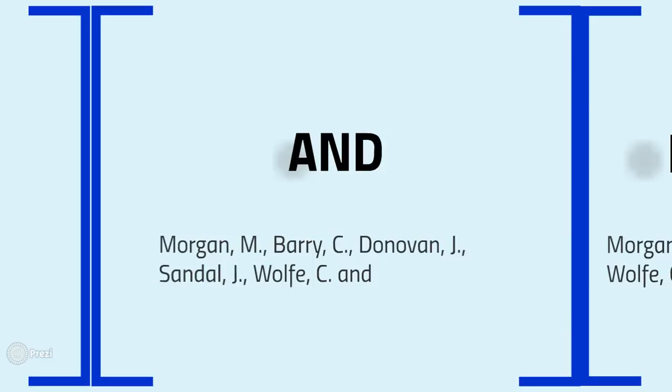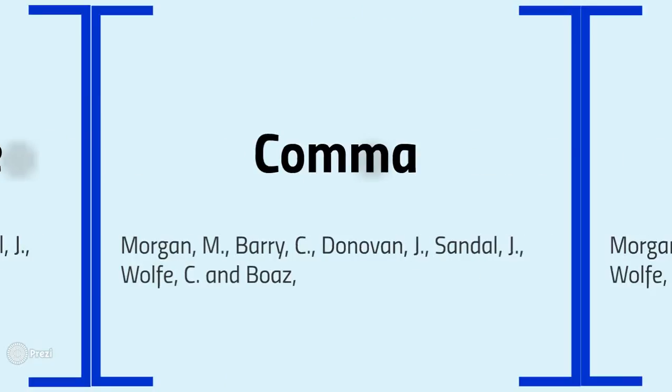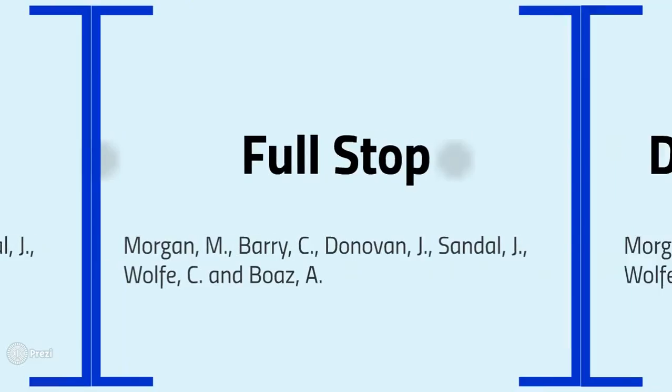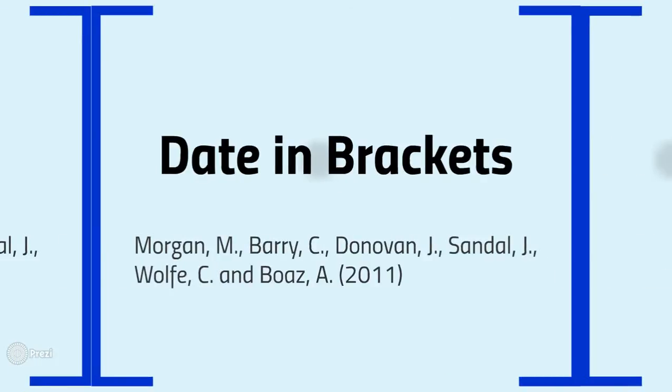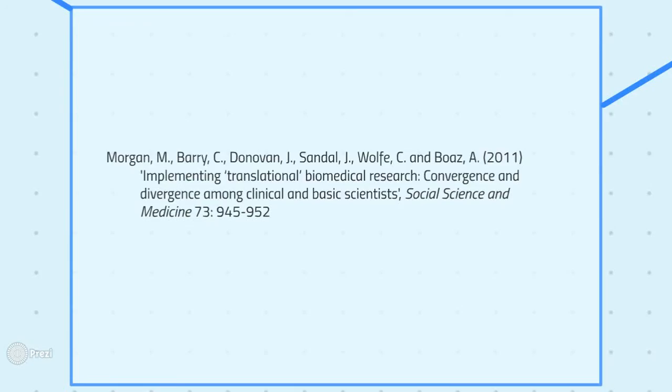And when you have entered the second to last name, you then put and. Then comes the final surname, and the rest, comma, initial, full stop, and then the date in brackets. And then the rest of the reference is formatted exactly the same as you would for whatever type of source it is. And here we have our final reference.